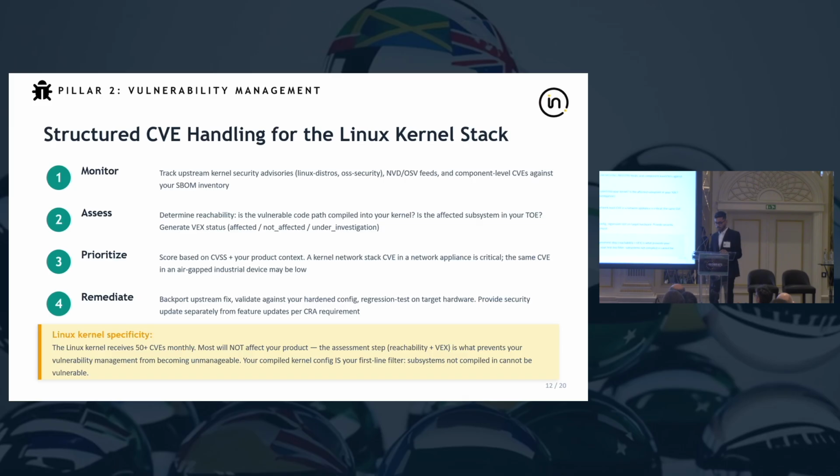And the last part at the bottom, like I said, your compiled kernel is your first-line CVE filter. Is the vulnerable component even a part of your TOE or a part of the kernel? Because if that particular section of code is not in your kernel, it automatically becomes not applicable. So the fewer subsystems compiled in, the fewer CVEs you need to assess every month.